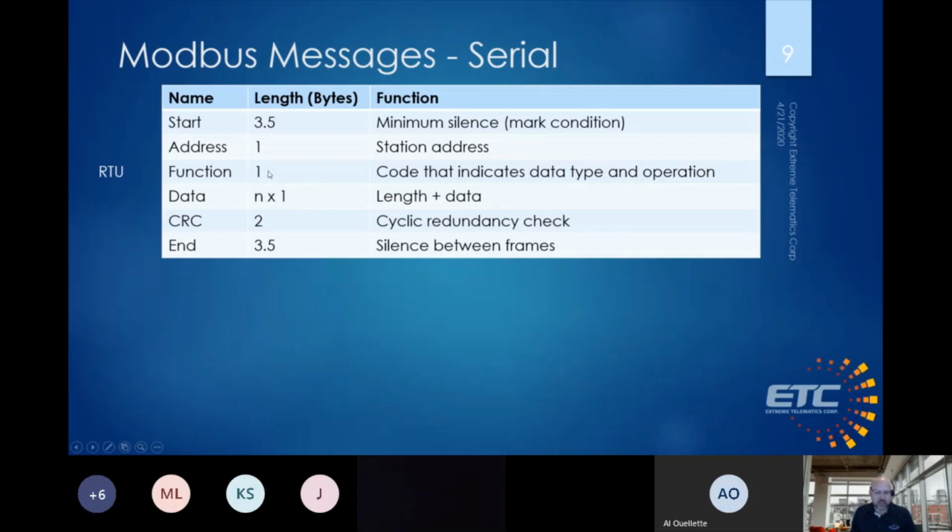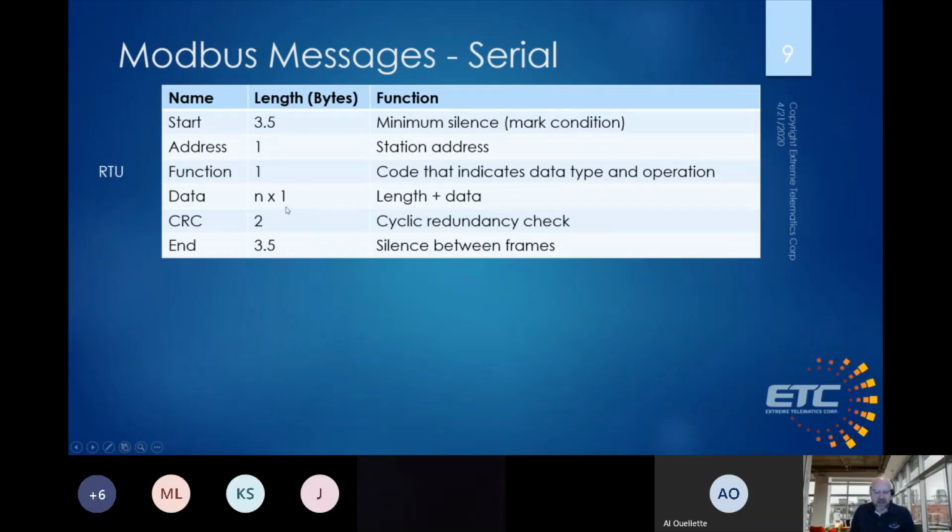You have to look at each function code, because if you're reading something, you're just indicating what addresses you're going to read. But if you're writing something, you need an address that says where, and then the data to go with it as well. So it will vary. And then there's a CRC.